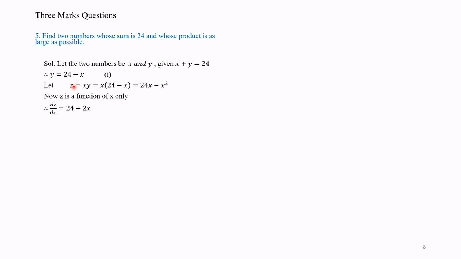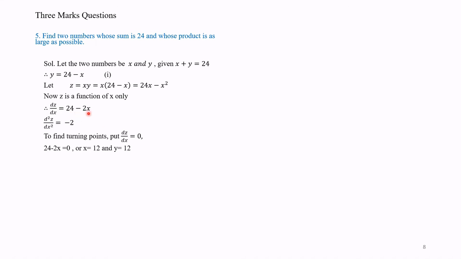Therefore, differentiating, we get dz by dx is equal to d by dx of 24x, which is 24, minus d by dx of x square, which is 2x. This is written here. Therefore, d squared z by dx squared is equal to minus 2. Therefore, to find the turning point, we have to put the first derivative, that is dz by dx, equal to 0.